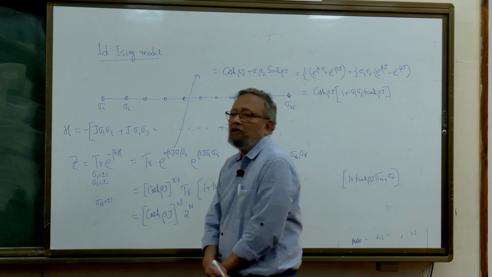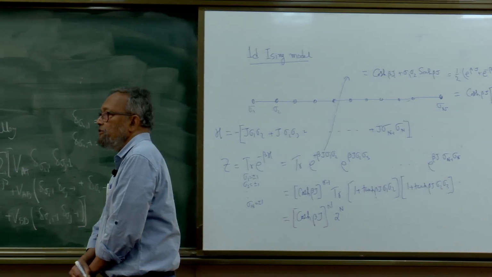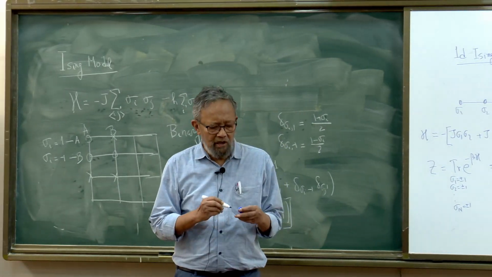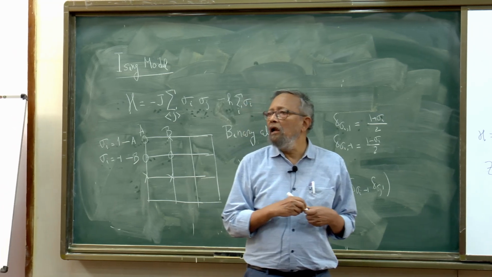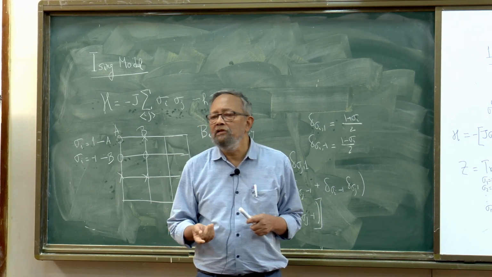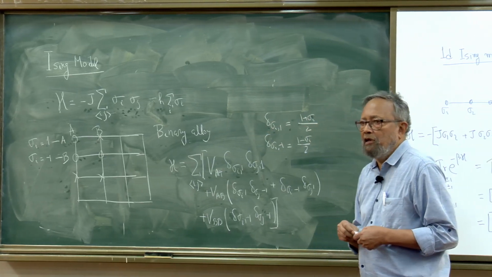So this is the simplest calculation that one can do for the Ising model on a line with free boundary conditions, where, as I've just done here, you can explicitly calculate the partition function. If you know the partition function, then from that you calculate the free energy, and from that the specific heat, etc. All these things can be calculated for this model.